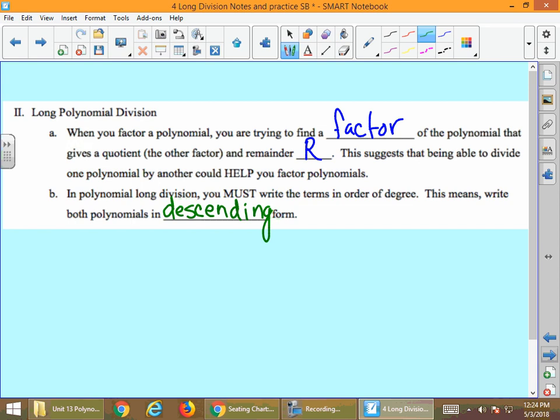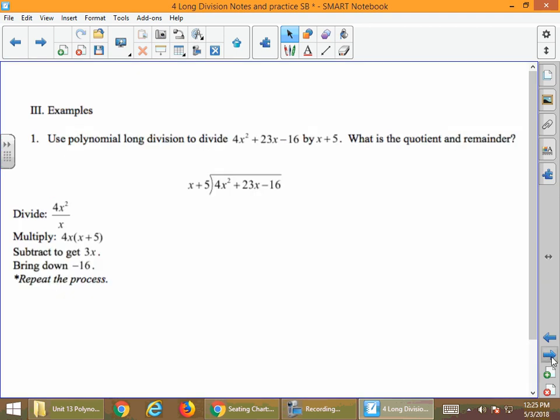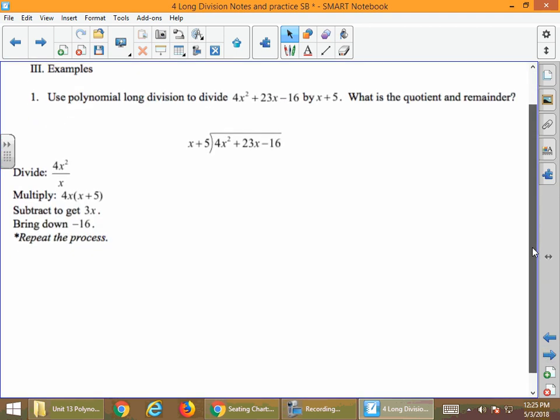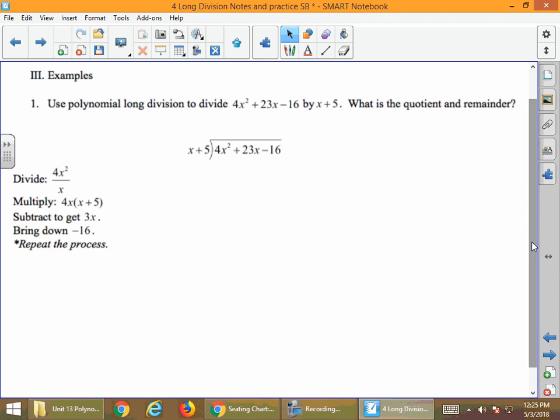Now, whether you're watching the video or whether you're in the classroom right now, the thing about the long polynomial division is it might not be something that you immediately understand. It probably needs a couple of examples before you understand. So as we take a look at our first one, use the polynomial long division. Divide 4x squared plus 23x minus 16 by x plus 5. And we want to identify the quotient, again, which is the answer to the division problem, and the remainder.